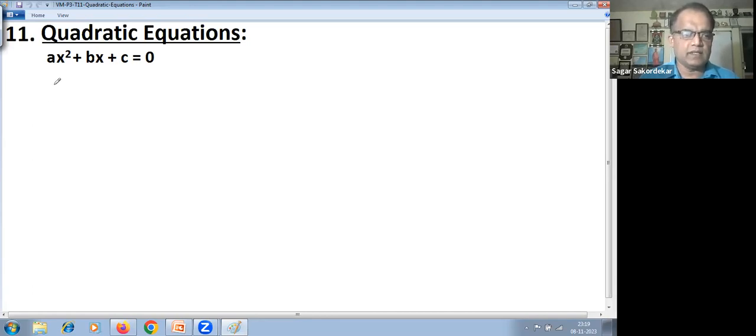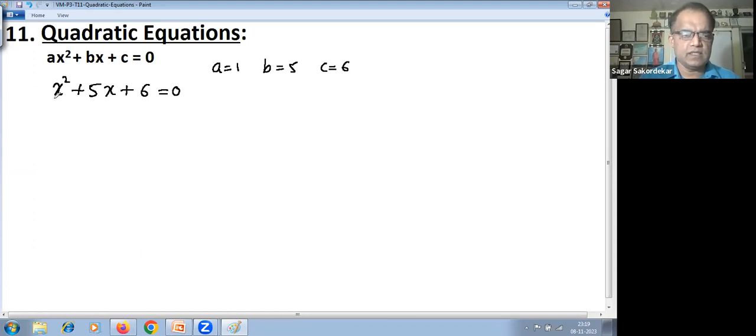So let's take example. Say for example, first example, x square plus 5x plus 6 equal to 0. Now, if you compare the general format here, for this equation, a is 1, it is just x square means 1x square, b equal to 5, you can see here, and c equal to 6. Now our aim here is to find values of x which satisfy this equation.